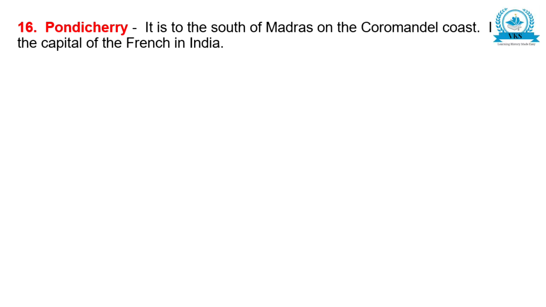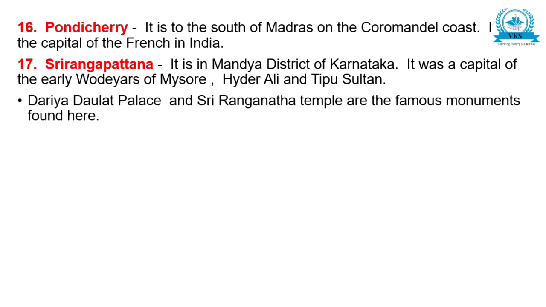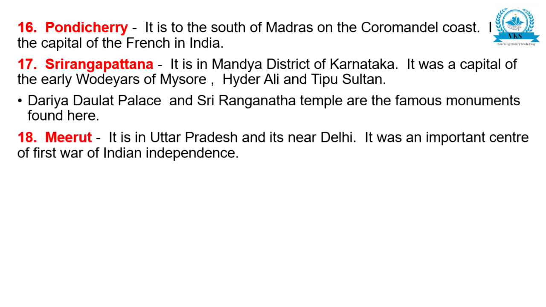Pondicherry, it is to the south of Madras on the Coromandel coast. It was the capital of the French in India. Srirangapatna, it is in Mandya district of Karnataka. It was the capital of the early Wodeyars of Mysore, Hyder Ali and Tipu Sultan. Dariya Daulat Palace and Sri Ranganatha Temple are the famous monuments found here.